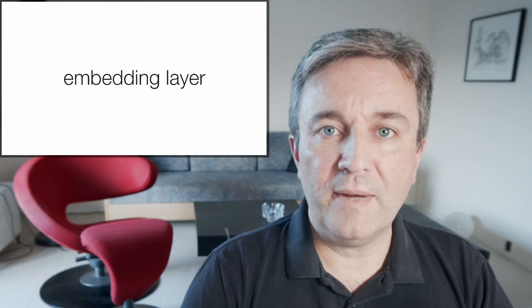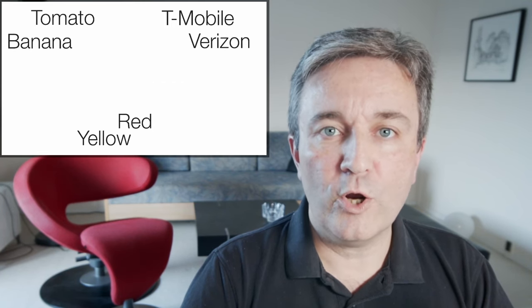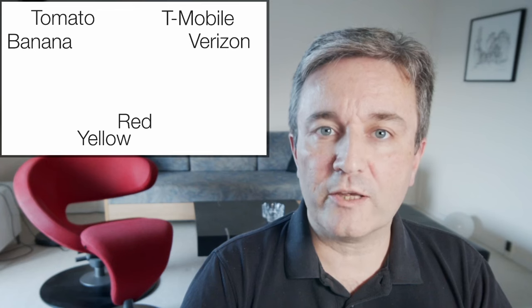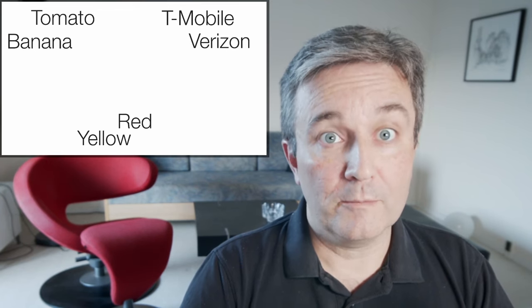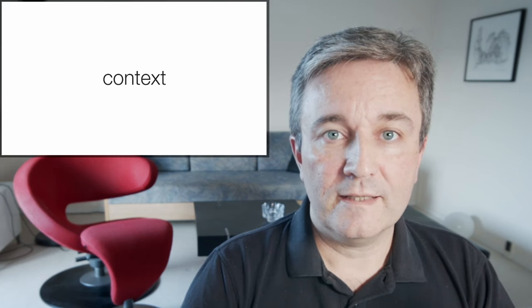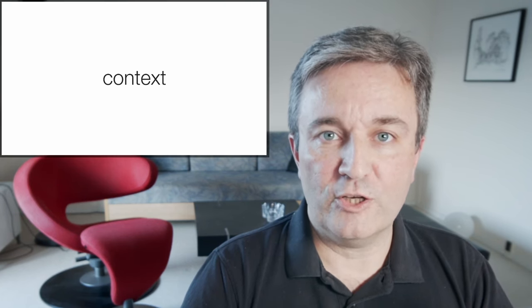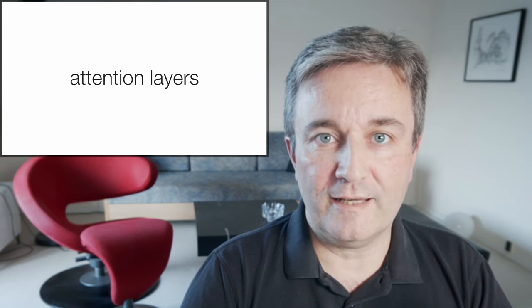These are then sent to an embedding layer that turns tokens into vectors in such a way that words with similar meanings are placed near each other and words with very different meanings are placed far apart. The problem, of course, comes the moment you introduce an ambiguous word like orange, which could be the color orange, could be the fruit, or could be the mobile phone carrier. In this case, it all depends on context, and transformers handle context through what is known as attention layers.